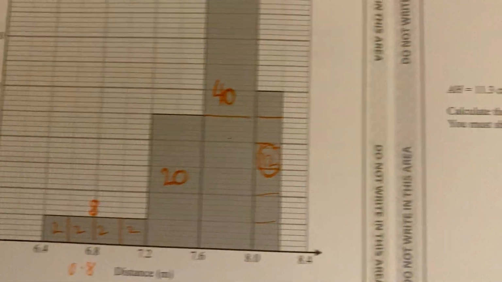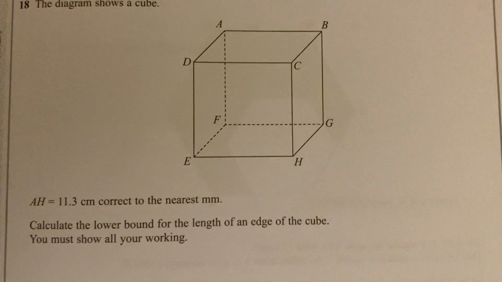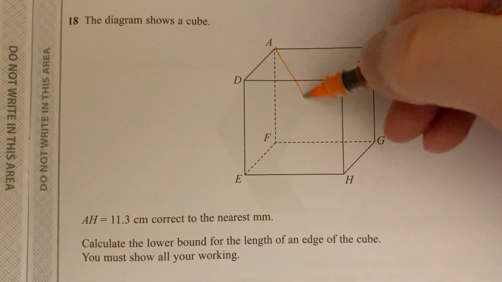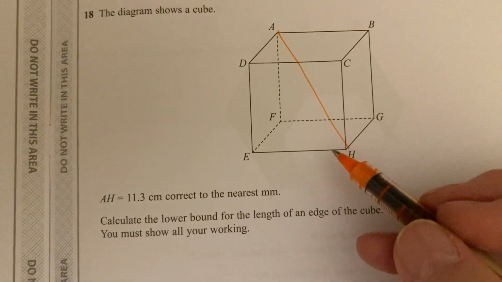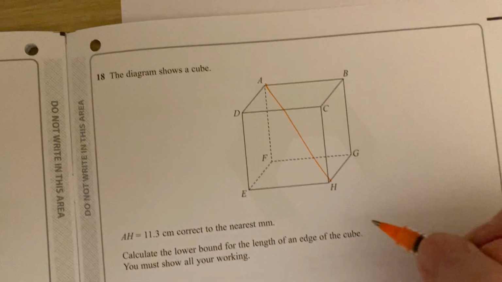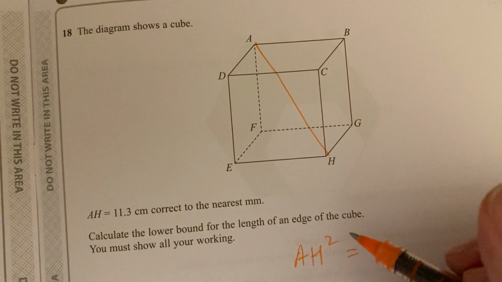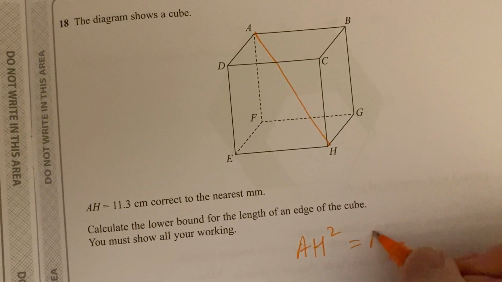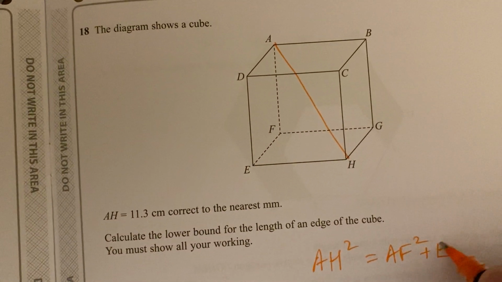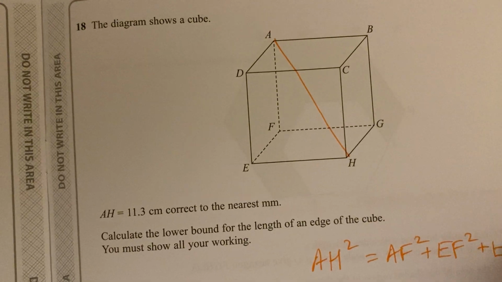Pretty neat. Now, question 18. You're going to scrabble for some marks here, but let's see what you can do. We have AH, so A to H across there. Immediately I'm thinking of those lessons where we did the fly and the ant. The direct distance between these 2 points is like Pythagoras, but 3 times. It's going to be AF squared plus that squared plus that squared, plus the EH squared.